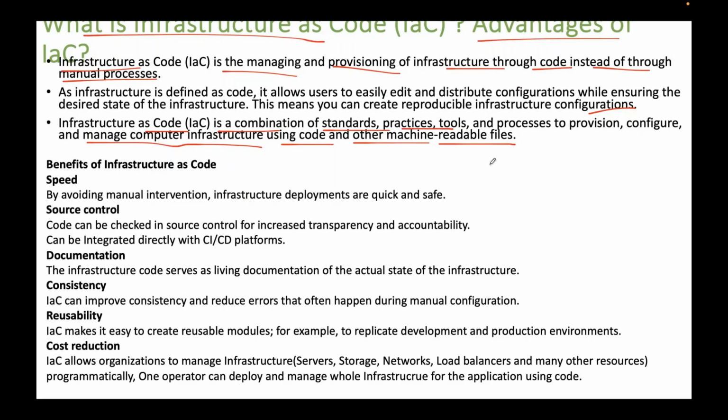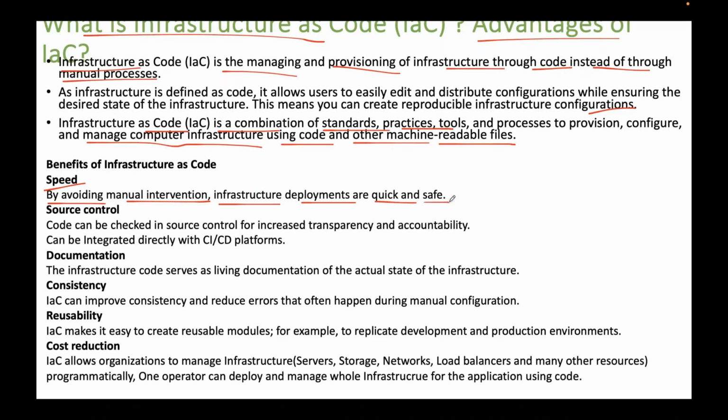Okay, what is the benefit of IaC? Not only Terraform. Now we are comparing traditional infrastructure creation with the advantages of the latest IaC tools. We are not talking particularly about Terraform, but about infrastructure as code tools. The first advantage is speed. Whatever infrastructure you want, you specify those details in one file and run it, and it is going to create it. By avoiding manual intervention, infrastructure deployments are quick and safe. Easily you can create it.